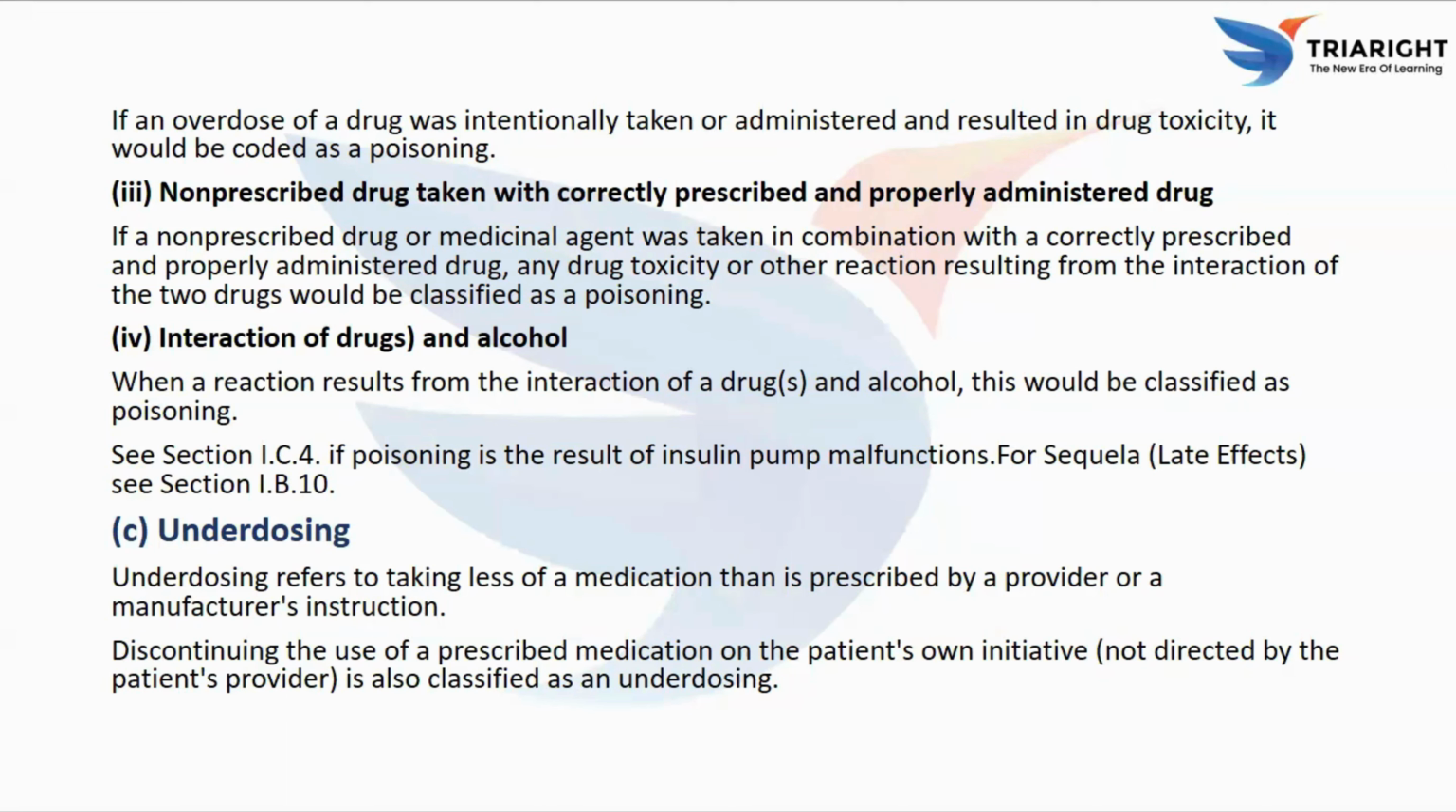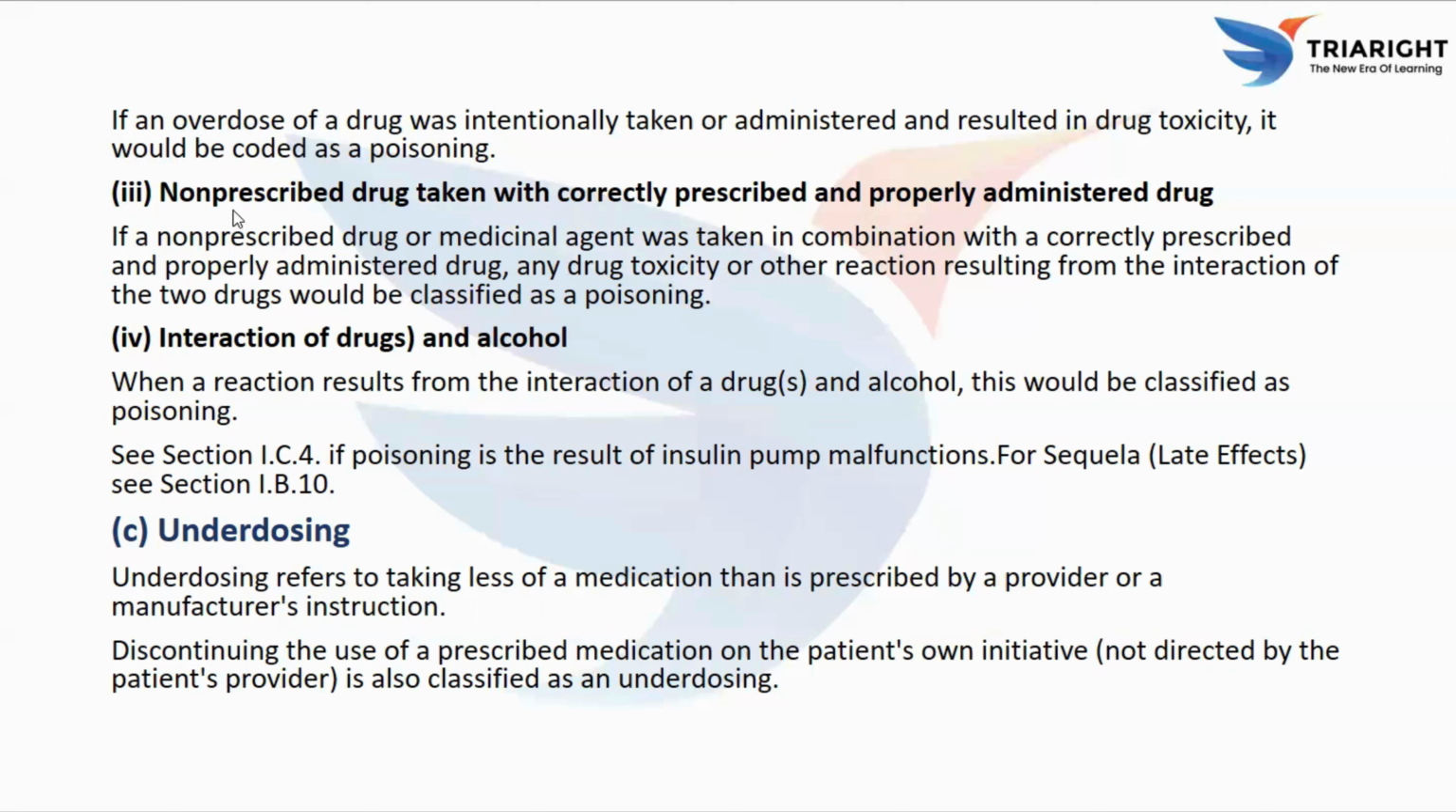So you have to assign the T36 to T50 code first. Then you have to use the intentional self-harm character, usually X2. And you have to add codes for manifestations like coma, vomiting and respiratory failure.